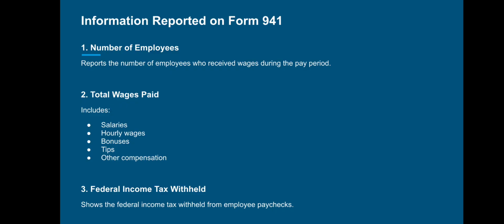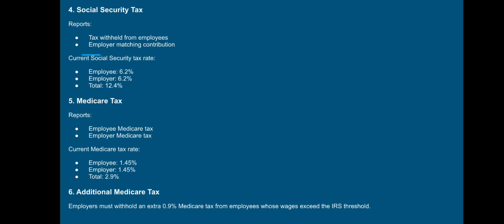The third one was federal income tax withheld, which shows the federal income tax withheld from employee paychecks. Now the fourth point is social security tax. It reports tax withheld from employees and the employer matching contribution as well. The current social security tax rate is 6.2% for the employee and 6.2% for the employer, and the total of 12.4% will be deducted as social security from an employee's gross wages.